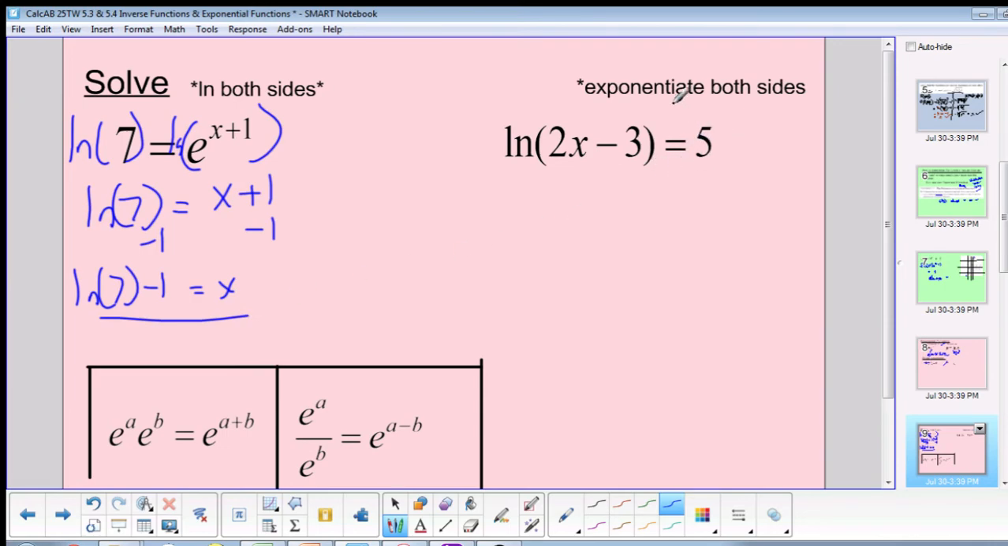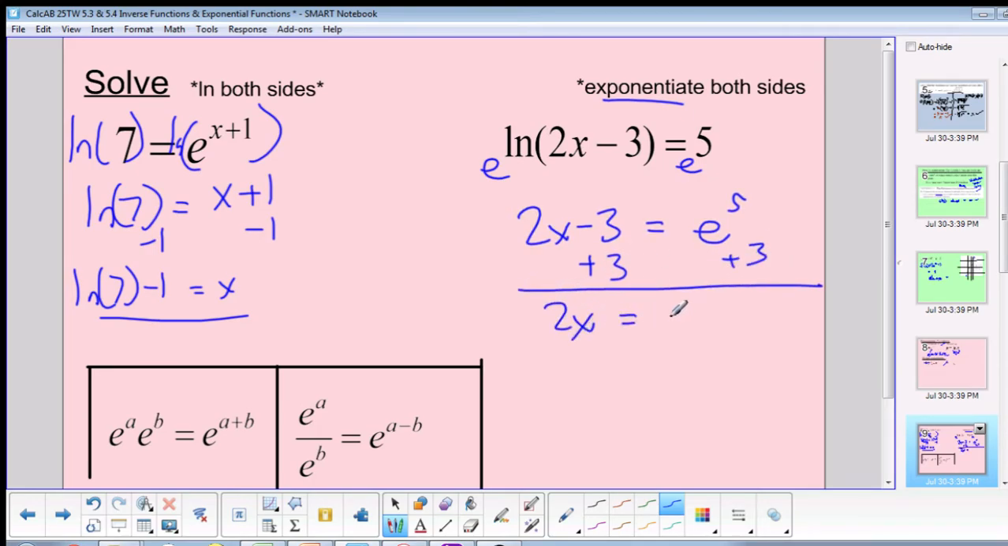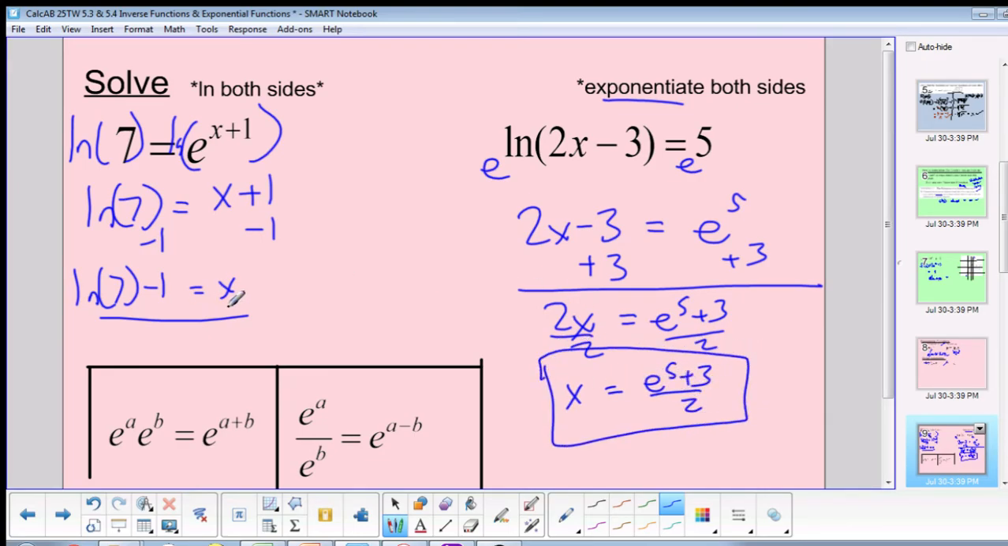On this side, sometimes you can exponentiate both sides. That's a word. It's in the book. Trust me. So that means you take e to the power on both sides, and e to a natural log cancels out the natural log, so you get 2x minus 3 equals e to the 5th. I want to solve for x right here. I'm going to add 3 to both sides. And so you're going to get 2x equals e to the 5th plus 3, and divide by 2 on both sides, so your x is going to equal e to the 5th plus 3 over 2. And we'll leave that as an answer. Looks gross, but that's okay.